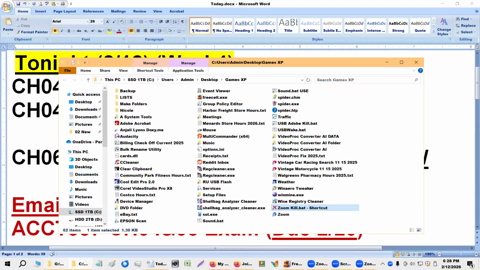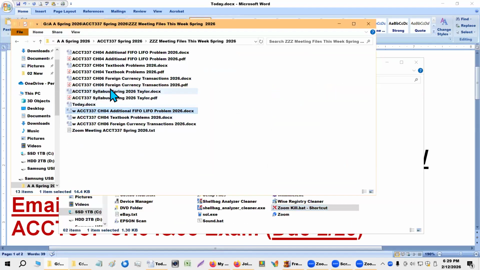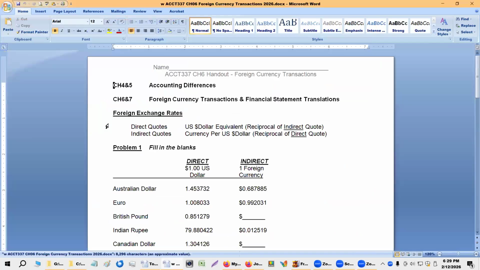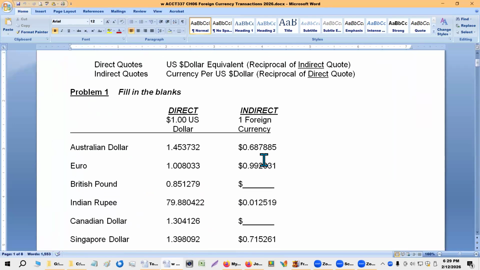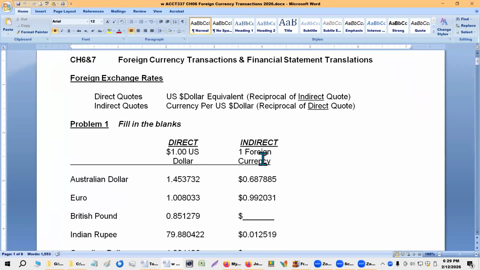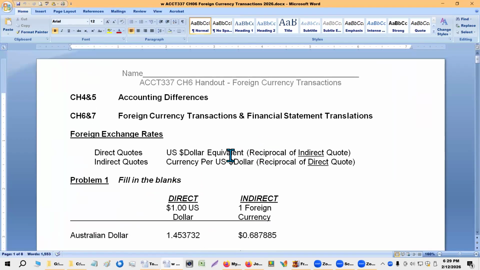Okay, and let's go to today's new topic, foreign currency transactions. We may be able to finish this one. We'll see. And just to explain what we're doing here.